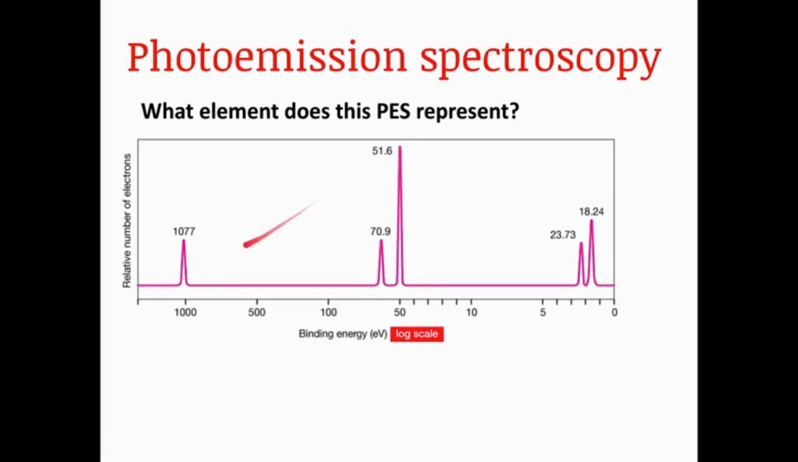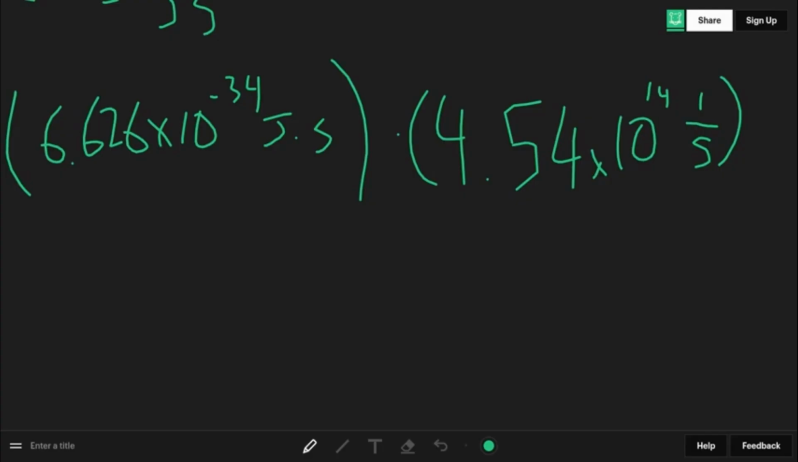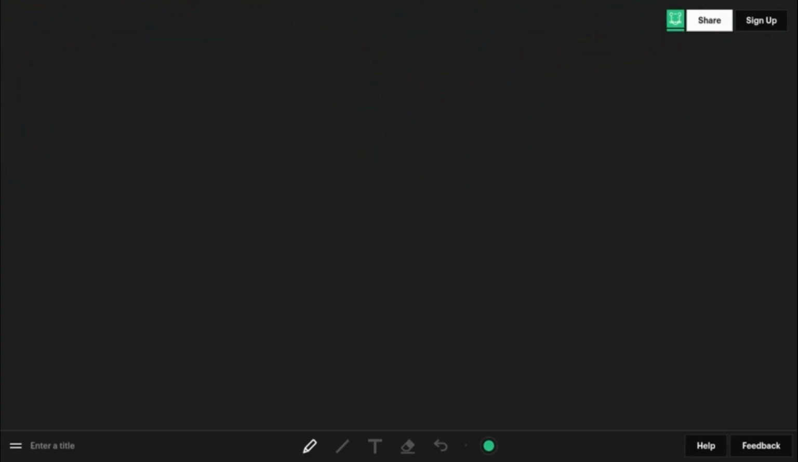Alright, so what element does this photoemission spectroscopy represent? The y-axis is relative number of electrons, so it's not giving us a real number, and up top this is just binding energy. However, we can still figure out that over here, since this is the first one, the closer electrons are to the nucleus, the more energy is required to take them away. Since this is the highest energy, this is the closest to the nucleus, and so this is the 1s2 sublevel.